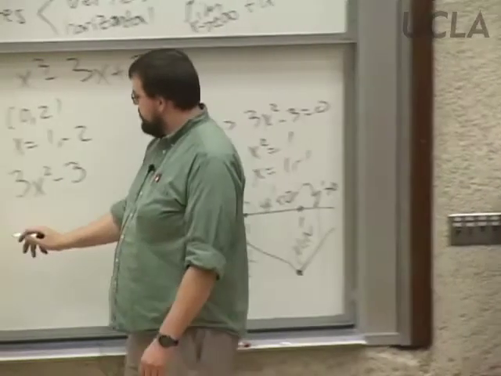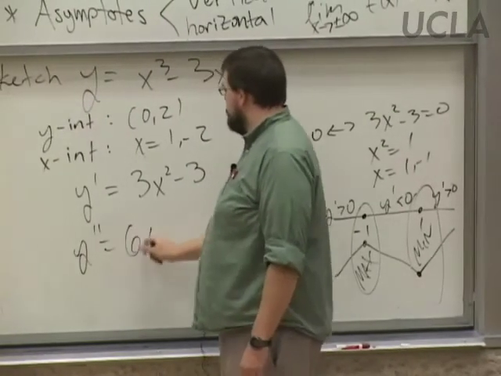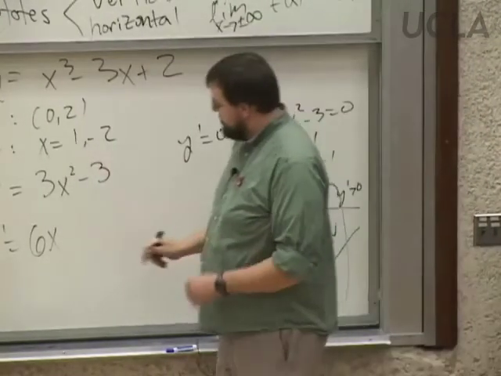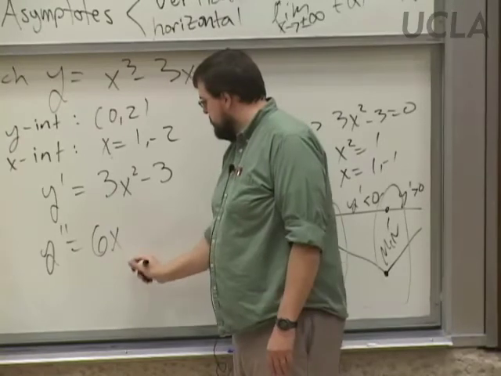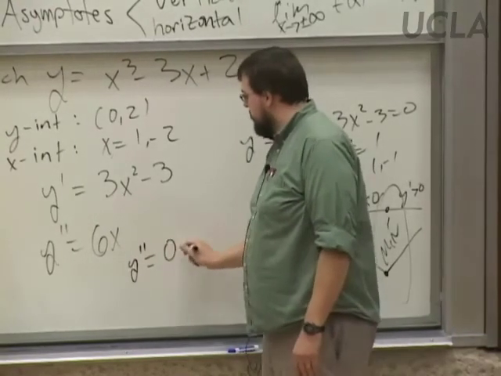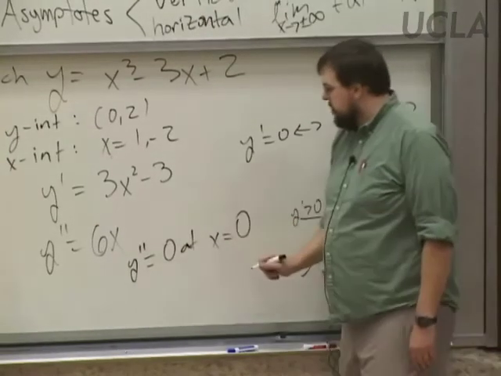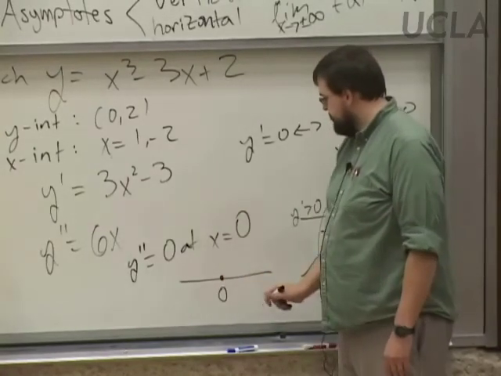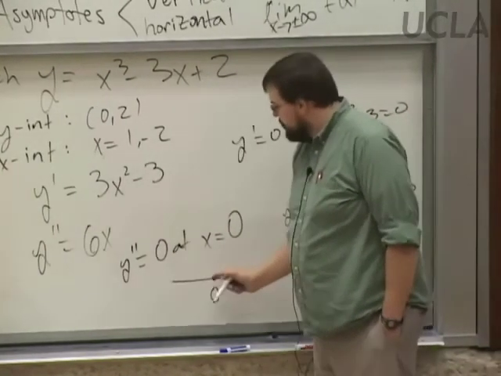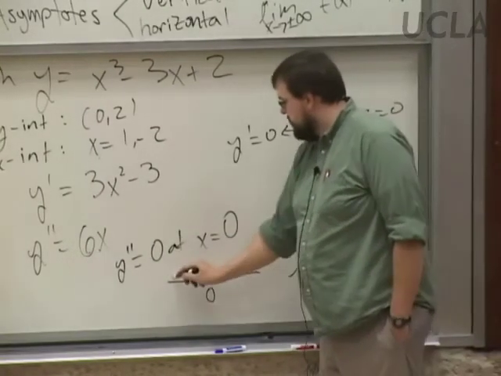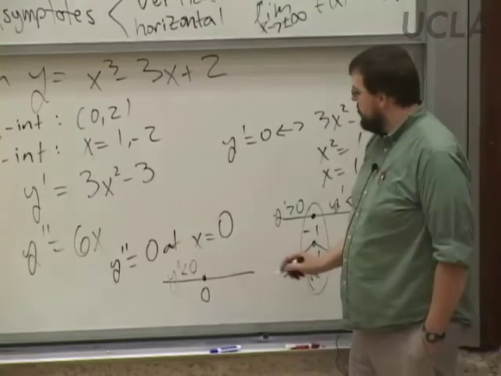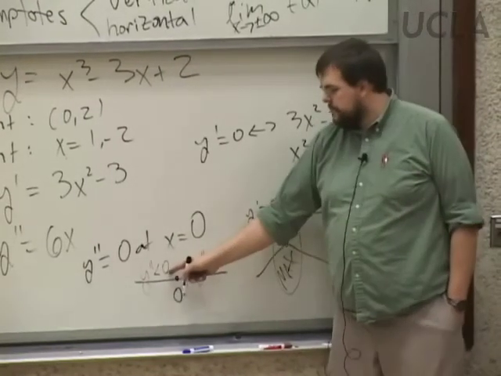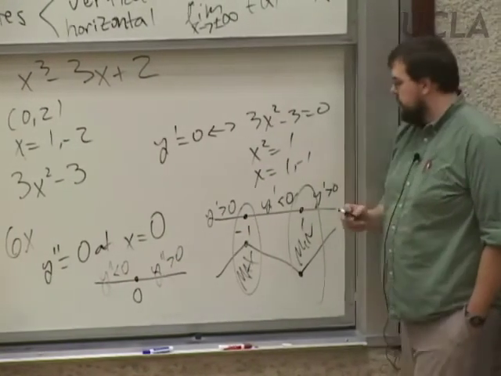Now let's talk about second derivative. 6x. Again, never undefined, but it does equal 0. Where does it equal 0? So y double prime equals 0 at x equals 0. And again, is this an inflection point? Well, I can mark here the second derivative 0. What is the second derivative below 0? It's negative. What's the second derivative after 0? It's positive. And so I change from being concave down to concave up at x equals 0.